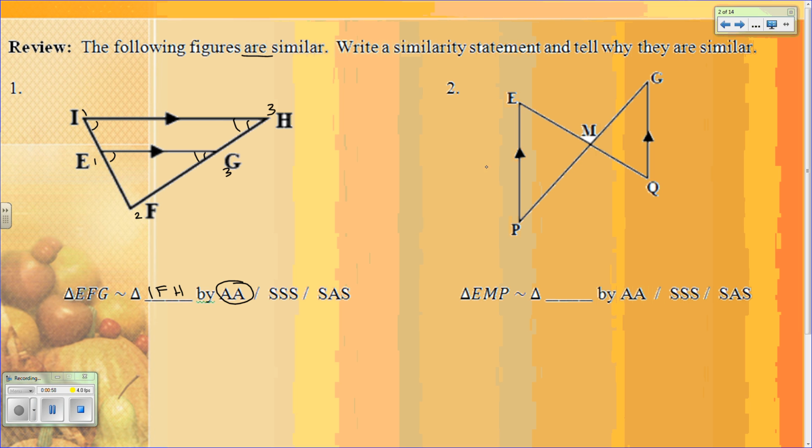Same thing over here. I have parallel lines, and this time the transversals cross, so it makes a bow tie instead of overlapping. So now I have alternate interior angles. These two are similar by angle, angle also. So they have E, M, P. E goes with Q, M is still M, and G goes with P. So this will be Q, M, G.